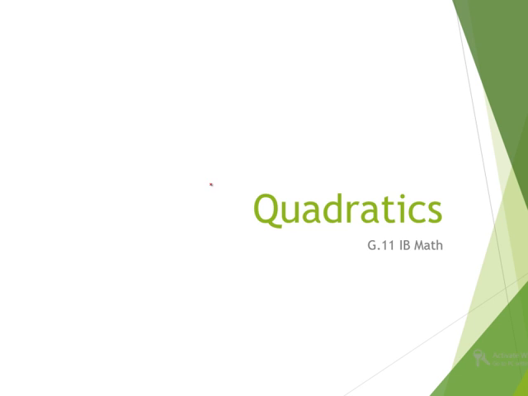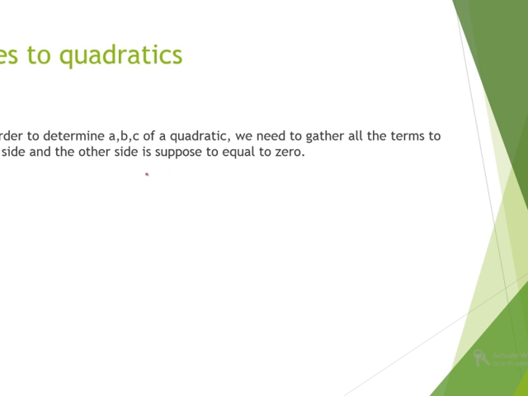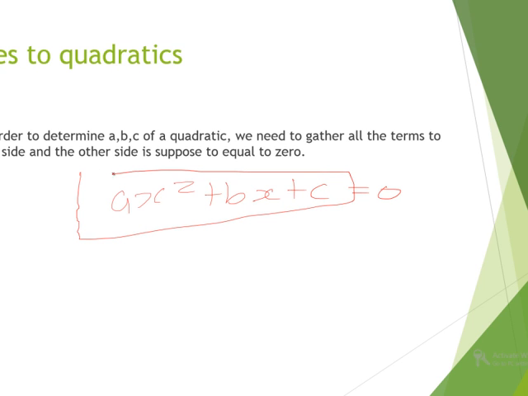So, what are quadratics basically? In order to determine a quadratic, A, B, and C, we need to gather all the terms to one side and the other side is supposed to equal 0. So basically, what it's saying is that ax squared plus bx plus c should equal 0. Ax squared plus bx plus c is known as the quadratic equation.